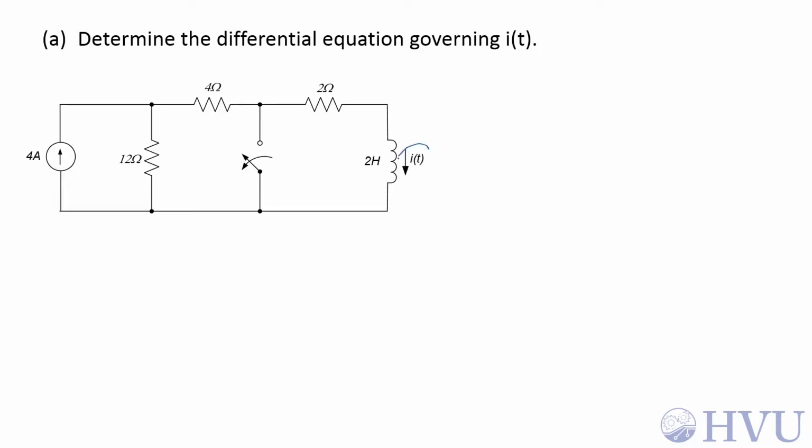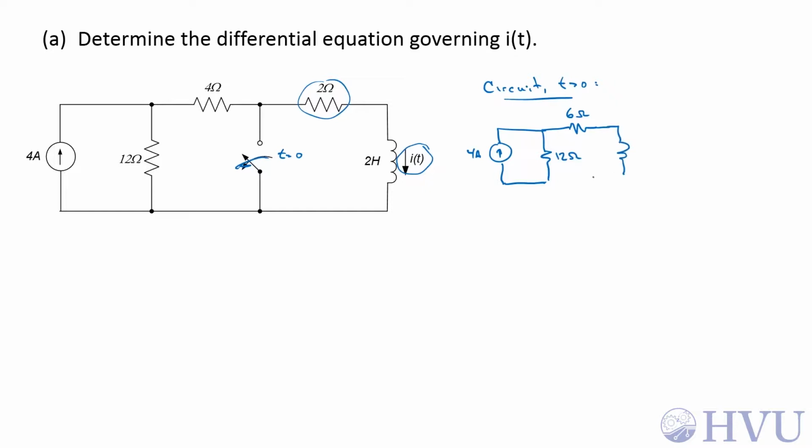We want a differential equation governing I of t for t greater than 0 after this switch opens at t equals 0. So to get a differential equation for t greater than 0, we look at the circuit for t greater than 0. We have a 4 amp source, we have a 12 ohm resistor, we have a 4 ohm resistor which is in series with a 2 ohm resistor if this switch is open, so I'll just combine those and make that 6 ohms.